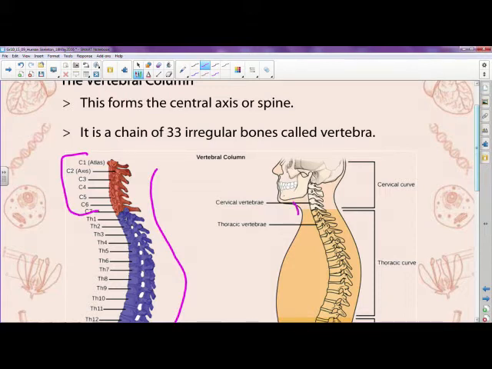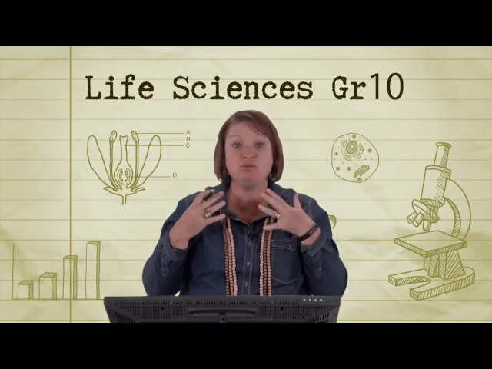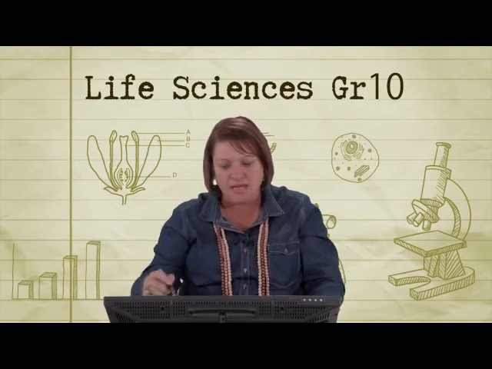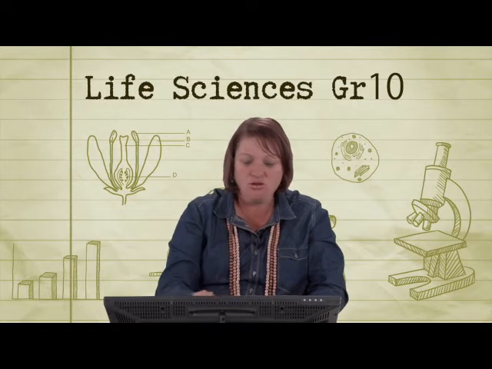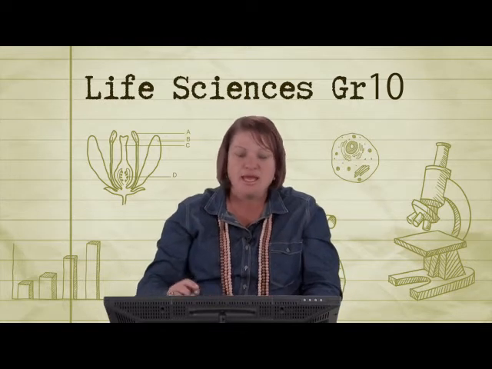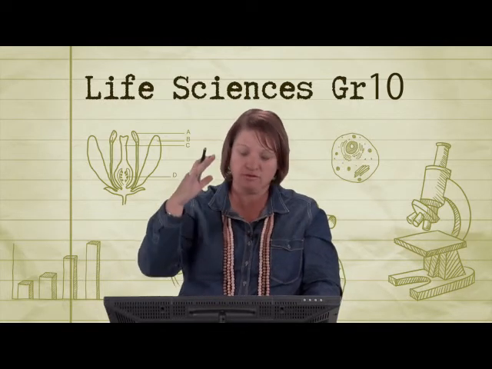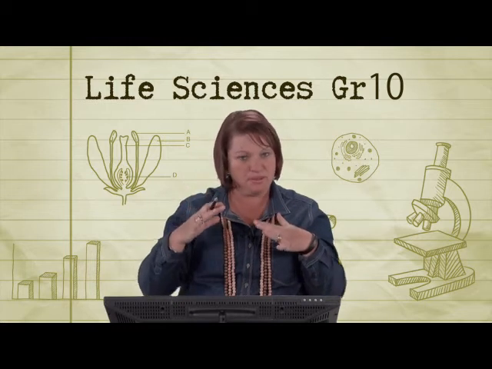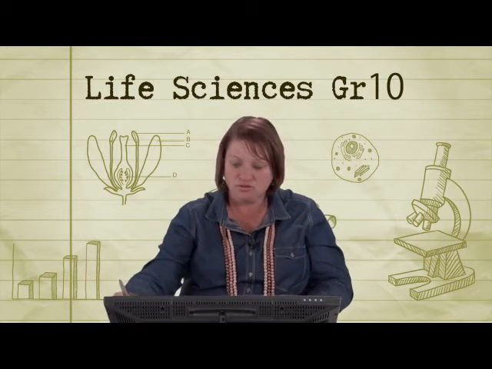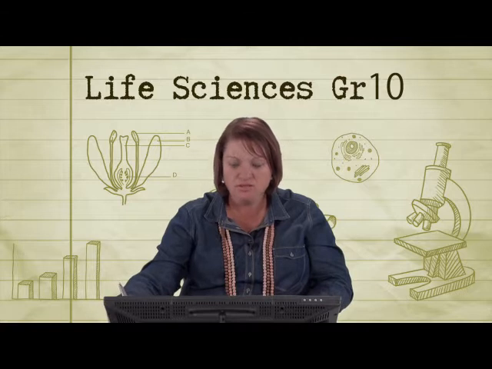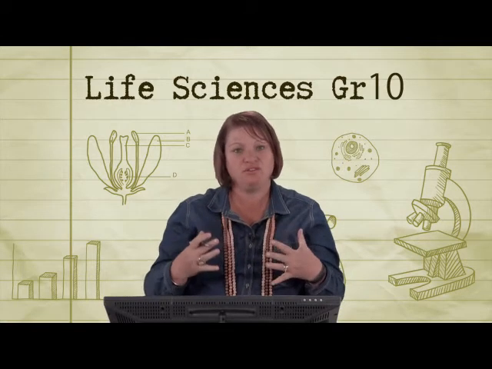So from the skull, in your neck region, if you have a look at them, they are small. They are very small because what do we need? We need mobility. We don't want something that's heavy. We want to be able to move our neck nice and easy. And that is called the cervical vertebra. Then they start to change shape because they now become part of a different region. And when they're part of a different region, they have a different function.